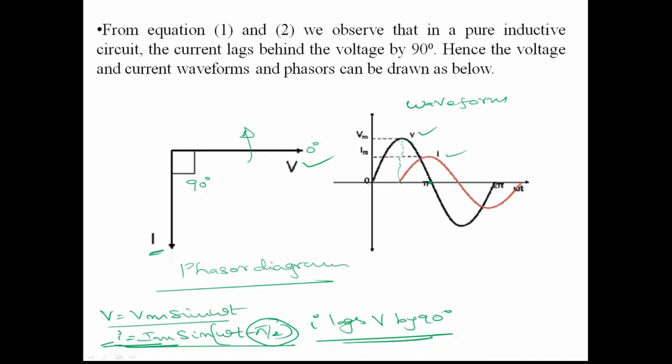So this is 0, this is pi, and this is pi by 2. Exactly at pi by 2 the current waveform will start. After pi by 2 only the current waveform starts, with a magnitude. This is Im. Im is different and Vm is different, right? So this is the lagging waveform, we can say, with an angle of pi by 2. So the waveforms of voltage and current in the case of a pure inductor are shown here.